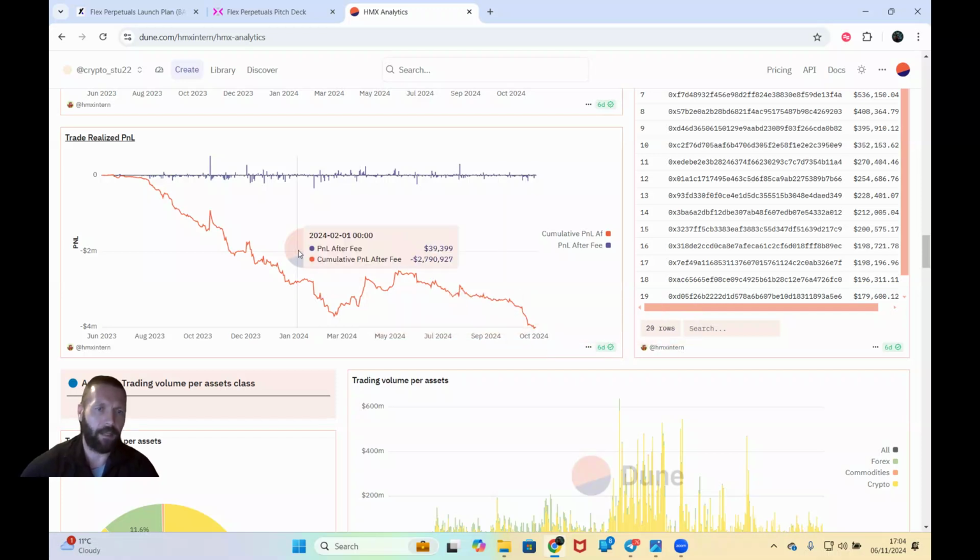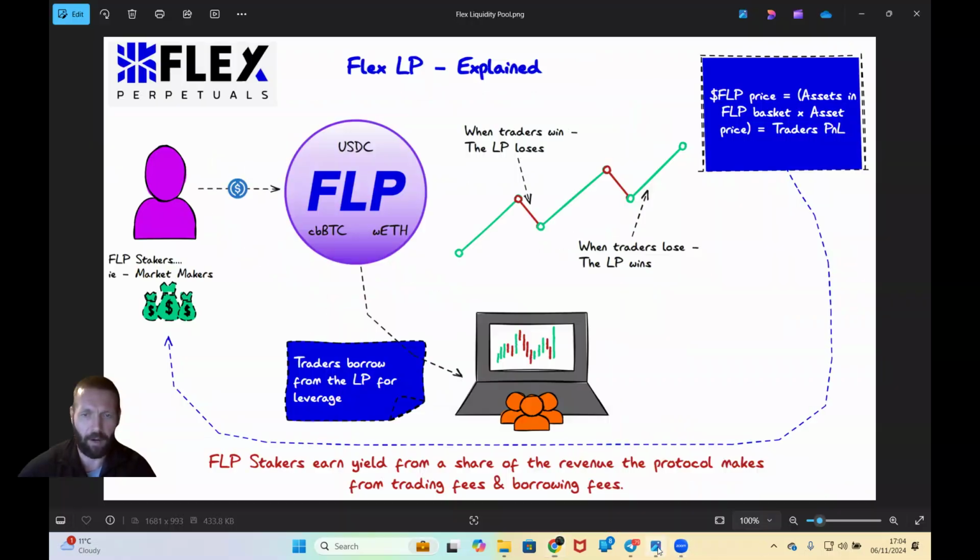That is added on to the value of the FLP, essentially, because remember, it's the asset prices plus or minus the traders' profit and loss. This is another reason why, in my personal portfolio, I hold quite a few of these style investments, because I like the basket of blue chips, and it's a bet against traders on the whole outperforming. So that's how the FLP token works.